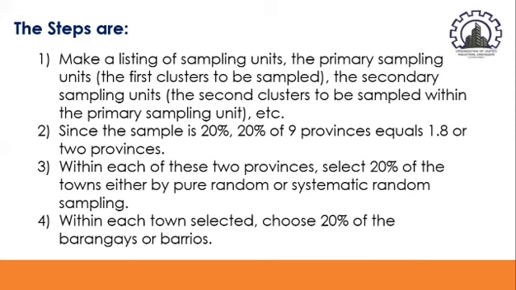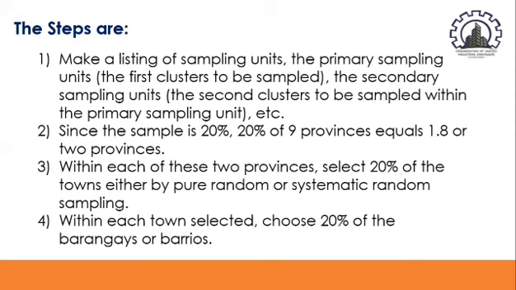And third, within each of these 2 provinces, select 20% of the towns either by pure or simple random sampling or systematic random sampling. And finally, within each town selected, choose 20% of the barangays or barrios. Now, since there is only one elementary school in one barrio or barangay, this is the final sampling unit or cluster. So the respondents in the study are to be selected from these final clusters.